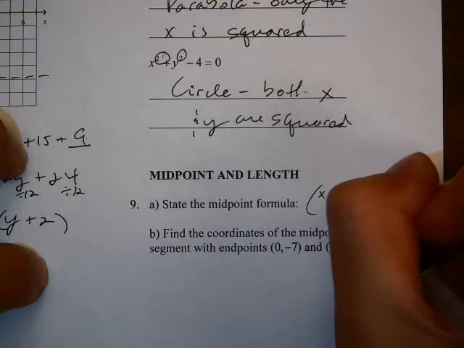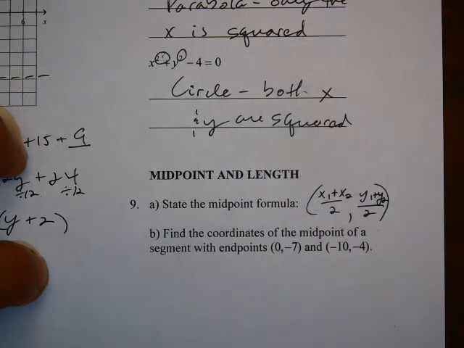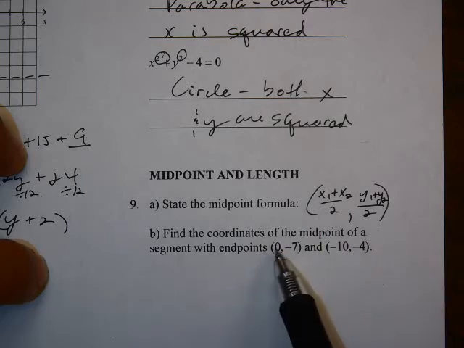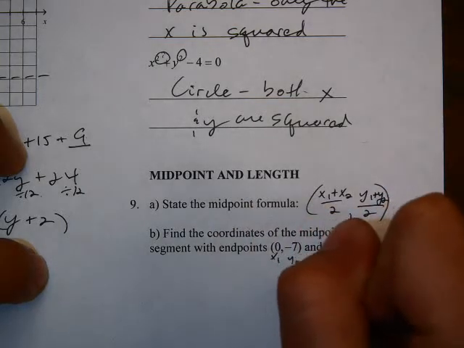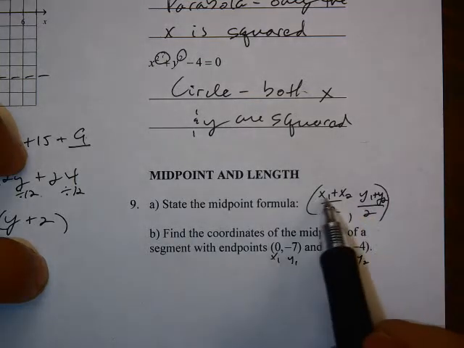x1 plus x2 divided by 2, you're just taking the average of the x's. y1 plus y2 over 2, the average of the y's. Then to find the coordinates of the midpoint of a segment with endpoints (0, -7) and (-10, -4), there's x1, y1, x2, y2, plugging in all these.